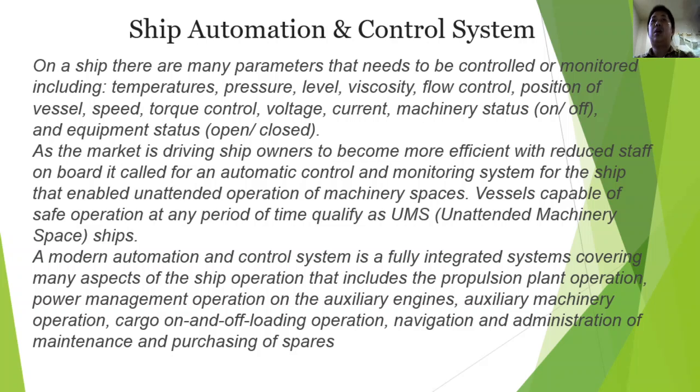So we have here the ship automation and the control system. On a ship, there are many parameters that need to be controlled or monitored, including temperatures, pressures, level, viscosity, flow control, position of vessel, speed, torque, control, voltage, current, machinery status on/off, and equipment status open and closed. So this is being monitored.